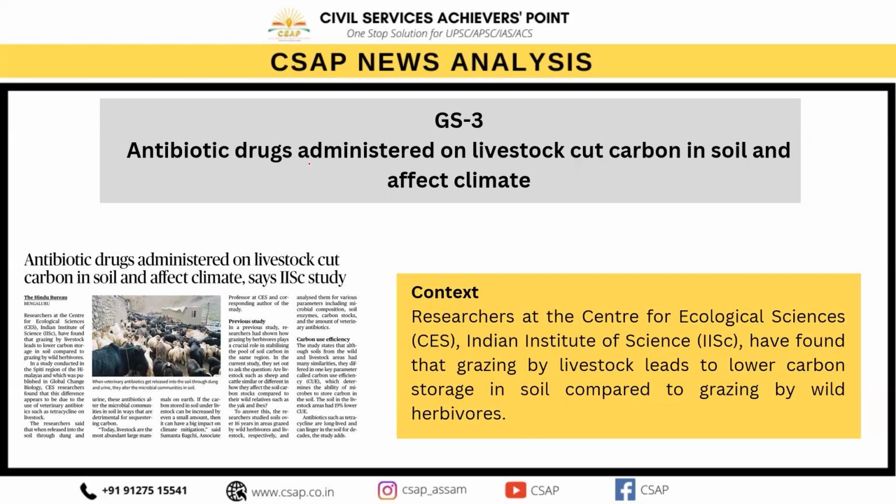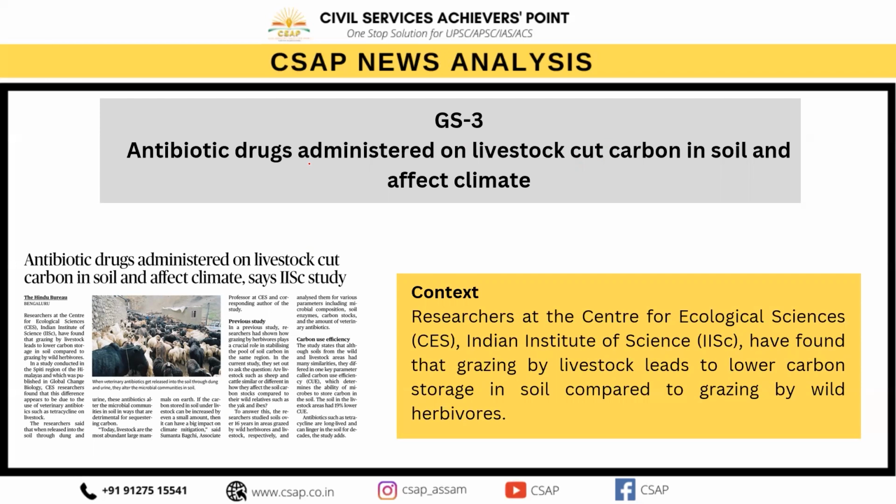According to the researchers, the difference in carbon storage is mainly on account of the use of veterinary antibiotics such as tetracycline on livestock. It was found that when these antibiotics are released into the soil in the form of dung and urine, they alter the microbial communities in the soil, which can be detrimental to carbon sequestering and can also impact climate mitigation.